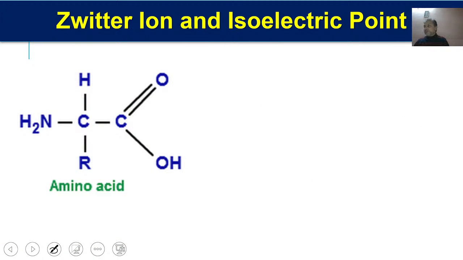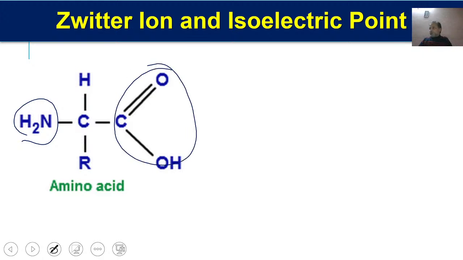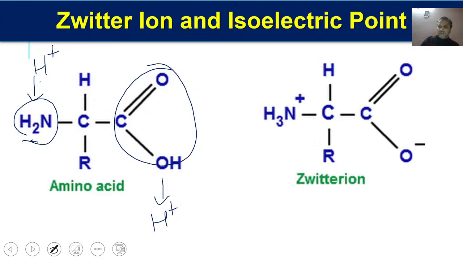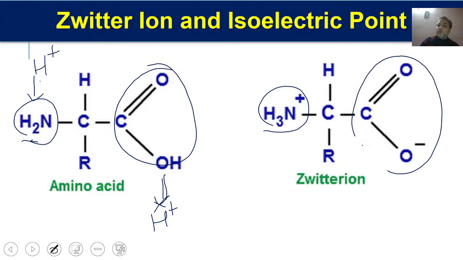Now we have seen that amino acids have an amino group, which is the basic group, and this is the acidic group. The property of a base is that it can accept one hydrogen ion, so it can take one proton. An acid has the property that it can donate one H plus. So when this base accepts one H plus, it is converted to NH3 plus, and if the acid donates its H plus, it is converted to COO minus.